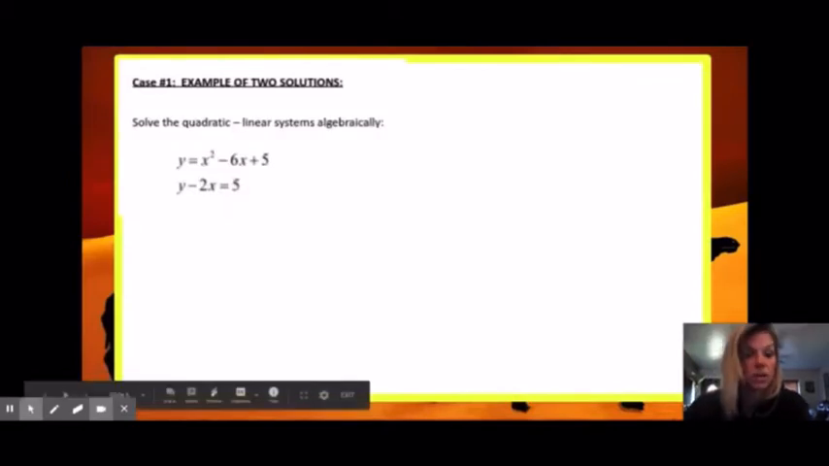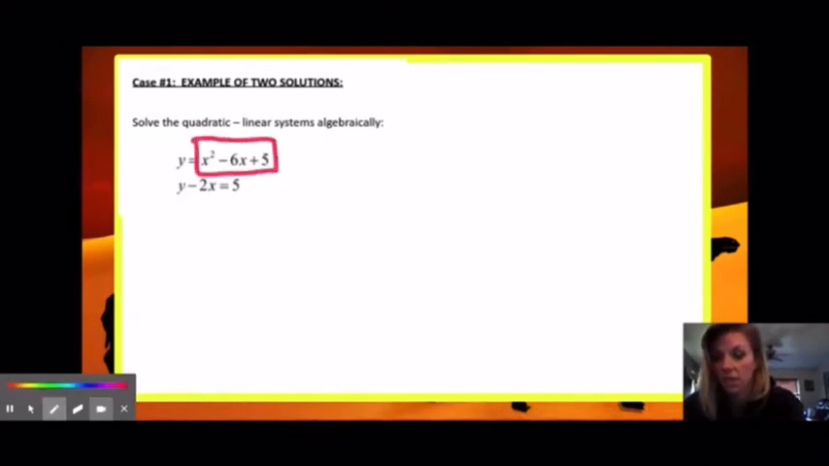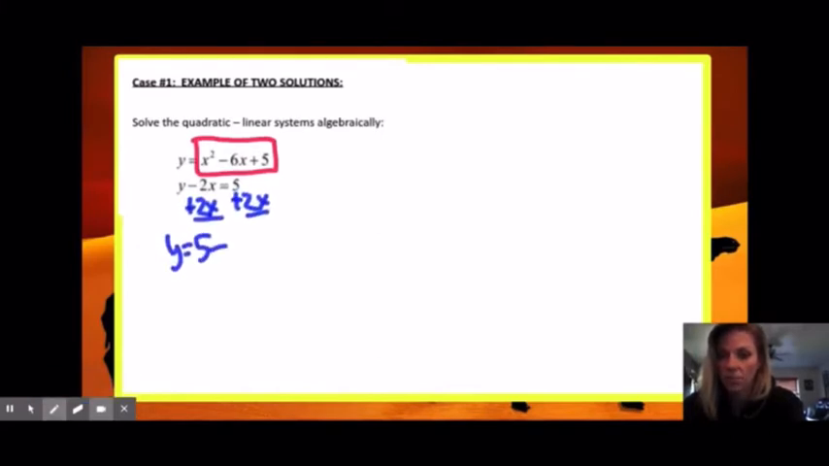All right, here's one I'm telling you off the bat that already has 2 solutions. So it says solve the quadratic linear system algebraically. Notice there's no graph here. Step 1, we're going to solve them both for y. Well, the parabola is done. There it is. The line, we have to get y alone, so I'm going to add 2x. It leaves me with y equals 5 plus 2x.